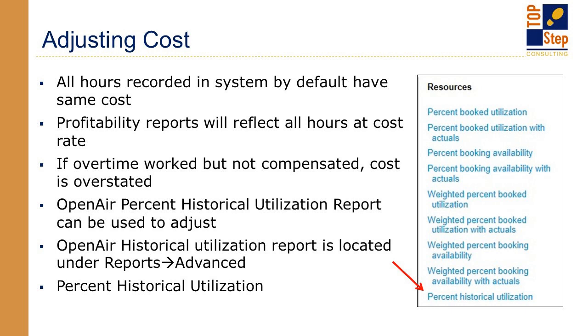So there is a way to solve that problem. You can adjust the hourly rate based on the number of hours worked so that you're only accounting for the salary of the person working on the project. Now to do this, there's a report called % Historical Utilization, which can be found under the Advanced tab in the Report module.